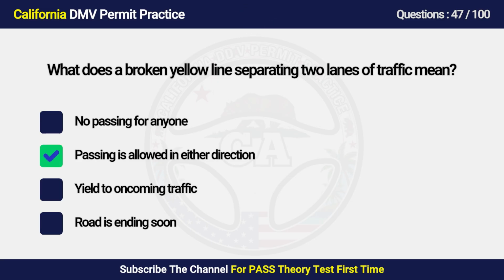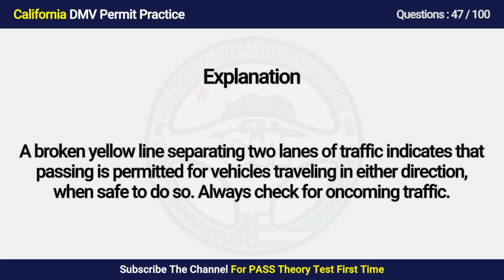Answer is B. Passing is allowed in either direction. A broken yellow line separating two lanes of traffic indicates that passing is permitted for vehicles traveling in either direction, when safe to do so. Always check for oncoming traffic.